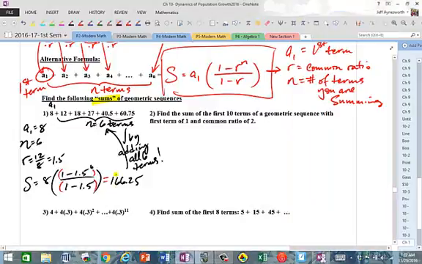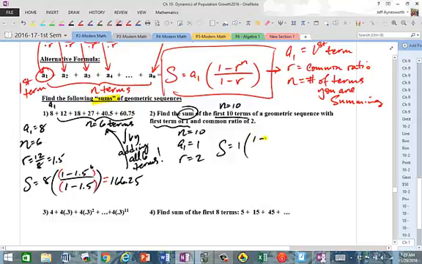All right, number 2: find the sum of the first 10 terms, so n equals 10, of a geometric sequence. The first term is 1, so a1 is 1, and the common ratio is 2. They gave us all the information we need. So the sum is equal to a1, which is 1, times 1 minus 2 to the 10th, divided by 1 minus 2. So the question is, what is that?